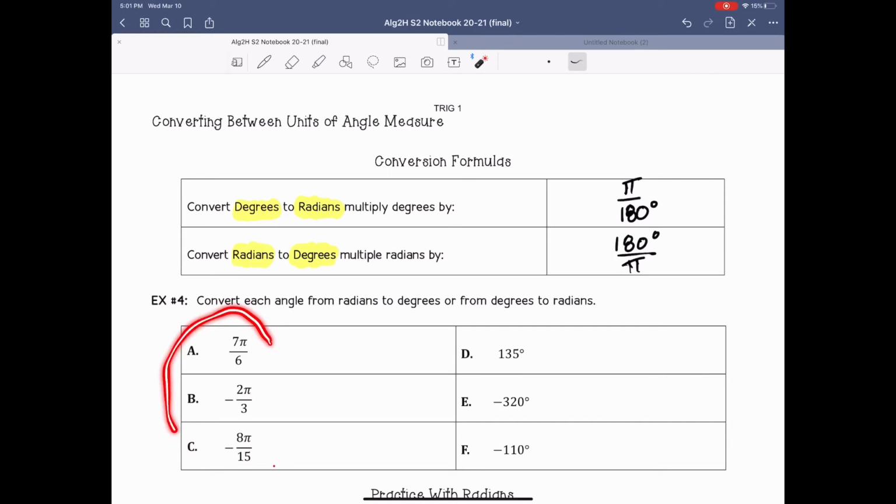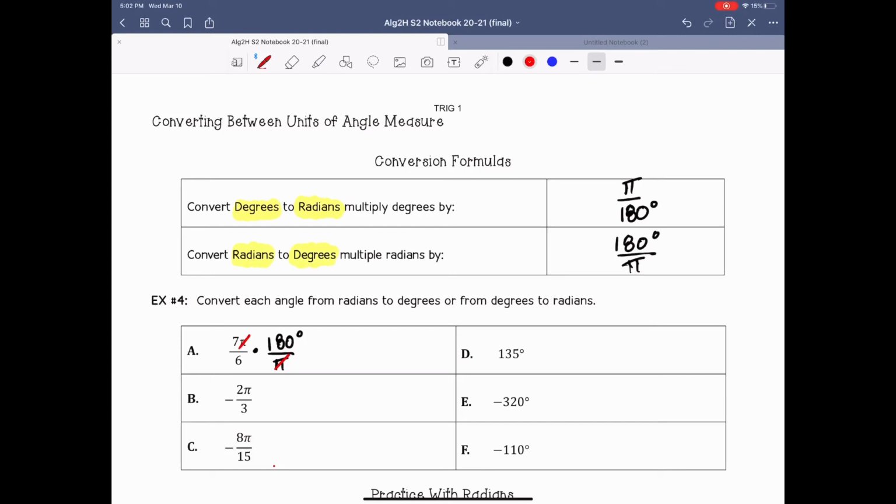Now for A, B, and C, all three of these are represented in terms of pi, which tells us that these are radians and we are going to convert them to degrees. So we will be using the second scale factor, 180 over pi. So let's take 7 pi over 6, and we're going to multiply by 180 over pi, and that's going to cancel out our pi's, which is exactly what we want to do.